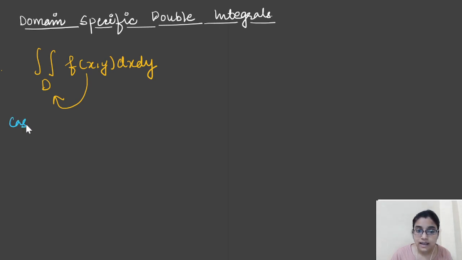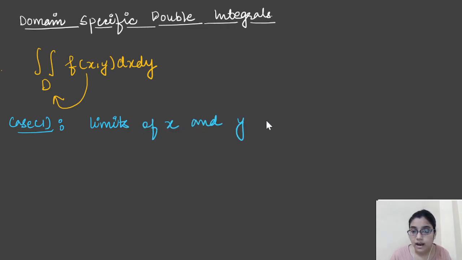What cases? Case 1 is that suppose you draw the domain and the limits of x and y are in terms of real numbers. I'll discuss the questions also one by one.